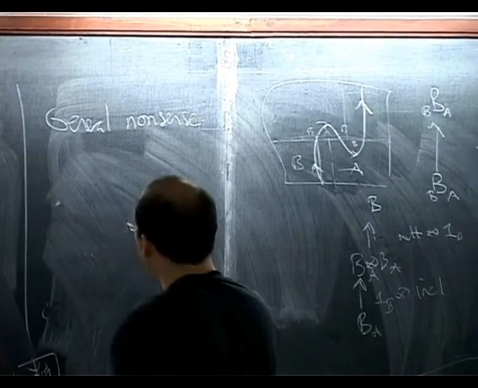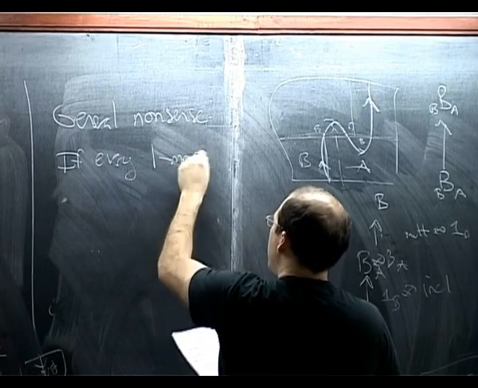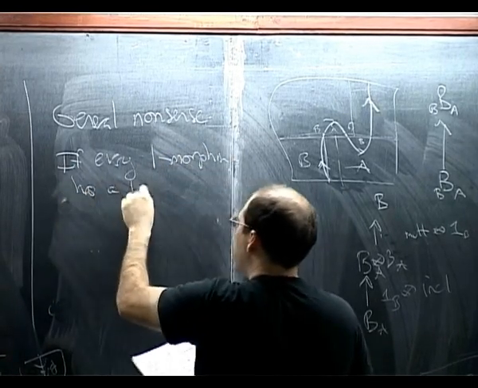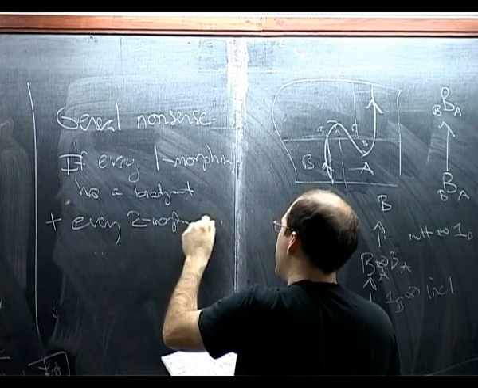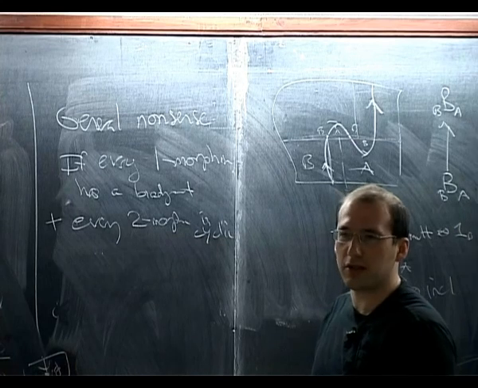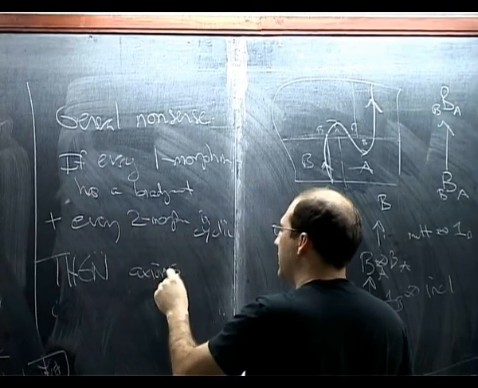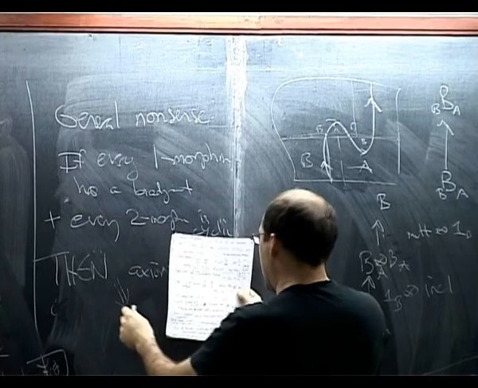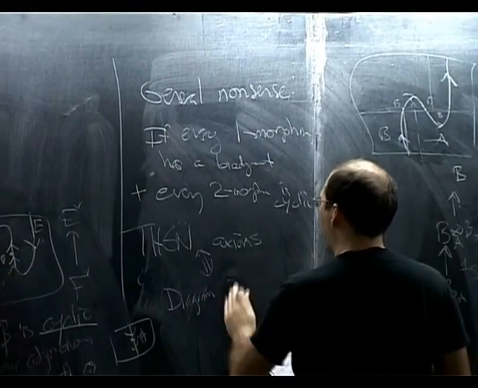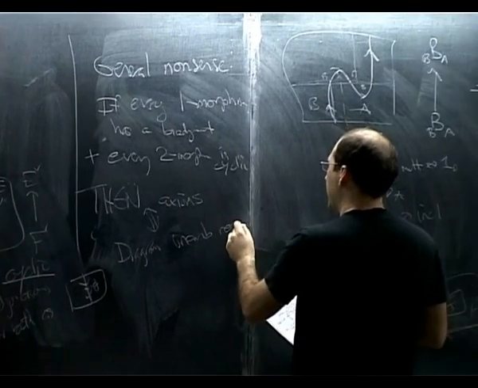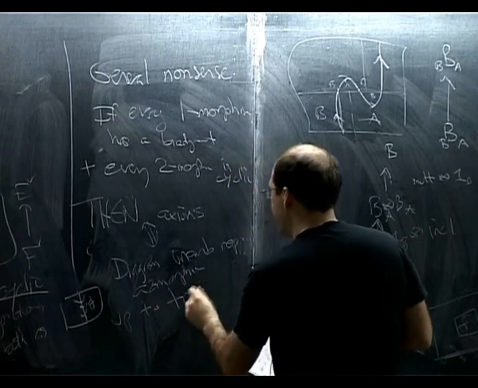So I want to say this correctly. So if every one morphism has a biadjoint, and every 2 morphism is cyclic with respect to these biadjunction structures, then the axioms of all this stuff, axioms of biadjunction and cyclicity, imply, or maybe are really the same as, the fact that a diagram unambiguously represents a morphism, a 2-morphism, up to true isotopy.